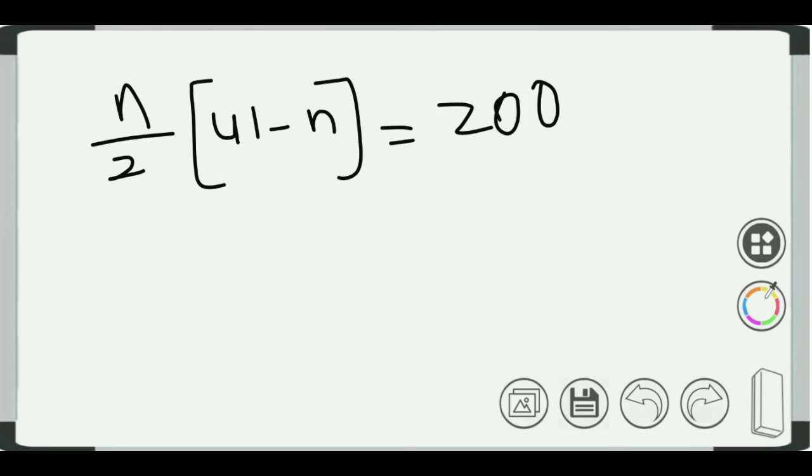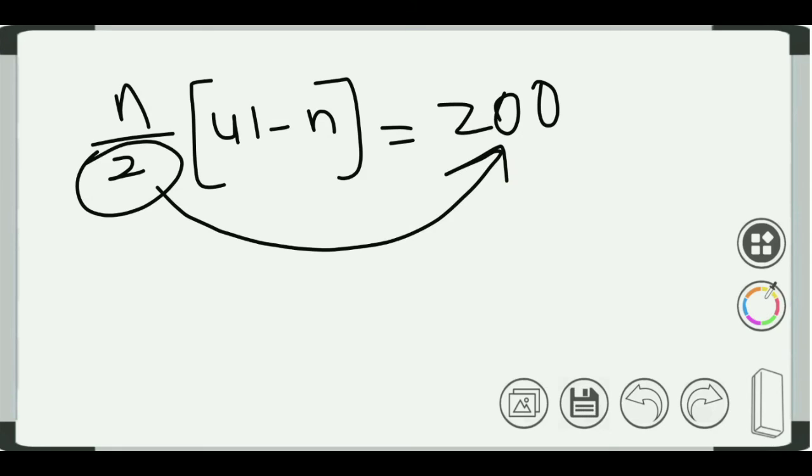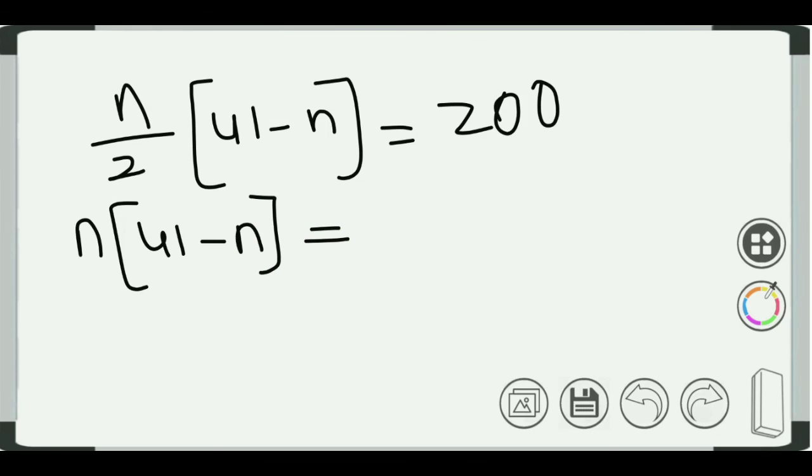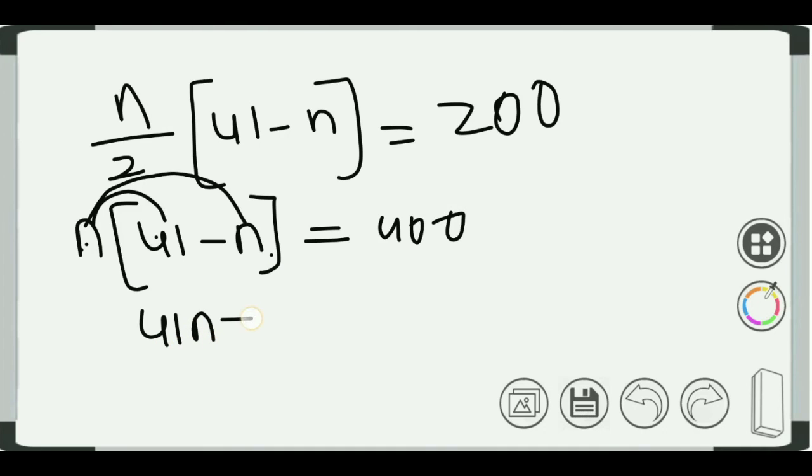Okay. Now I'm taking this 2 to this side, so divided by 2 will become into 2. So n into 41 minus n equal to 200 into 2. What is 200 into 2? 400. Okay. Now I'm giving this n to both, so 41 into n, 41n, minus n square equal to 400.